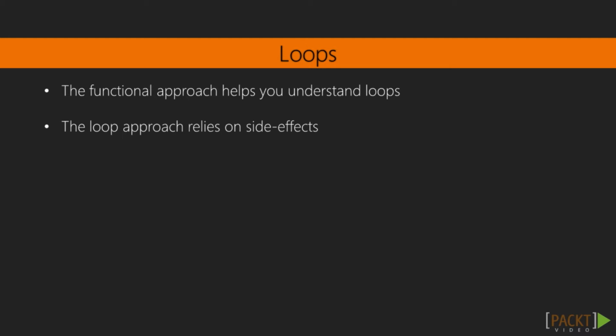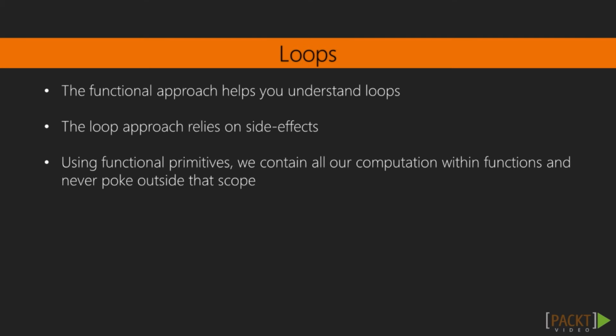The loop approach relies on side effects. It needs to change something outside the loop in order to work. But using functional primitives, we contain all our computation within functions and never poke outside that scope. Yes, we still can, but we don't have to. And that makes it more likely that our code will follow referential transparency principles. Because we can clean up the code.